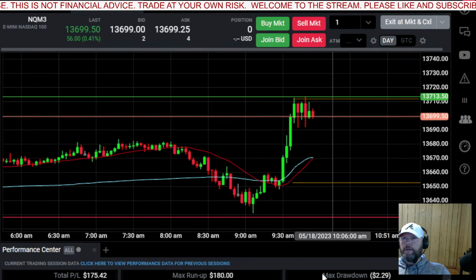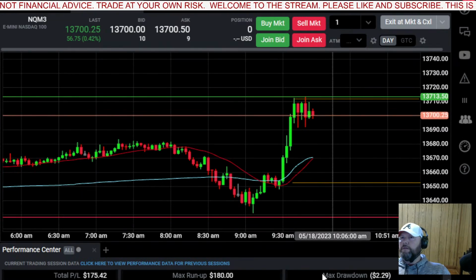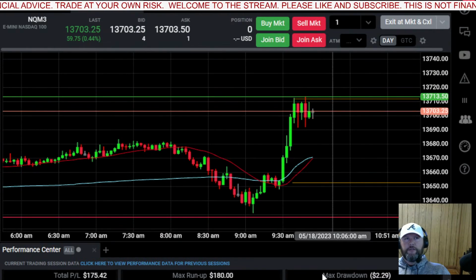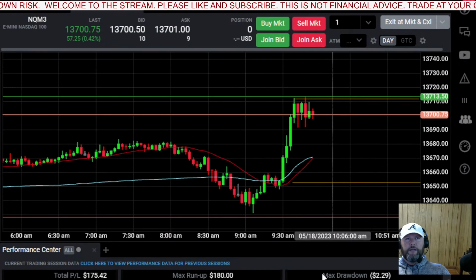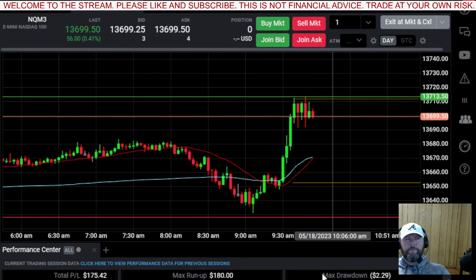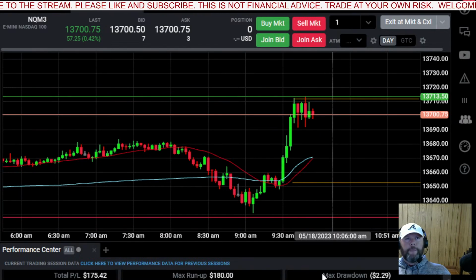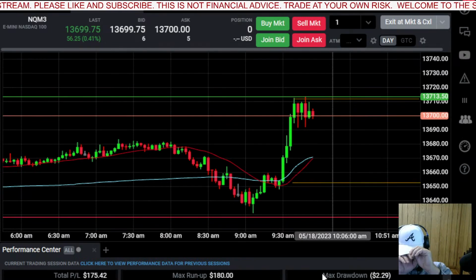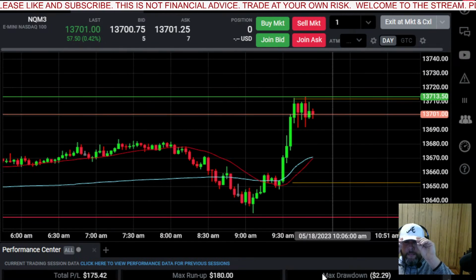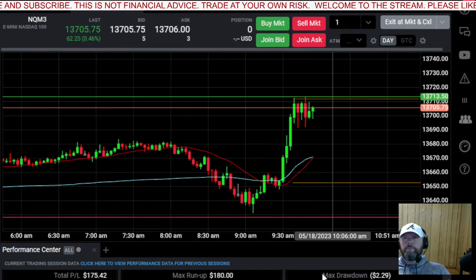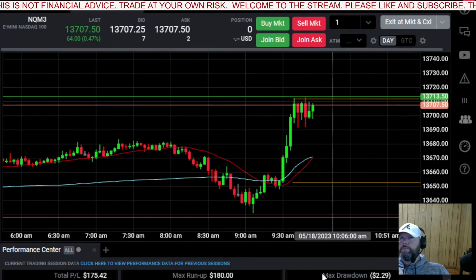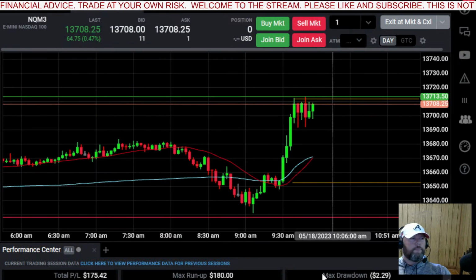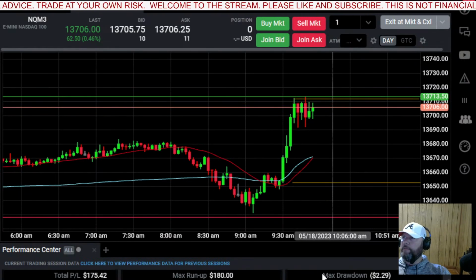Looking at the chart right here, a good setup would be a move back into the 70 area on the Nasdaq here before bouncing, might be the play. Might get a little pump here before the numbers come out, a little pump before the dump possible.